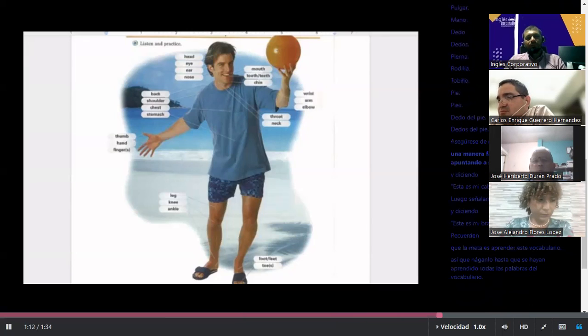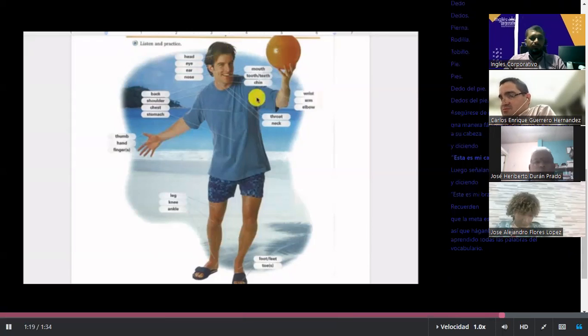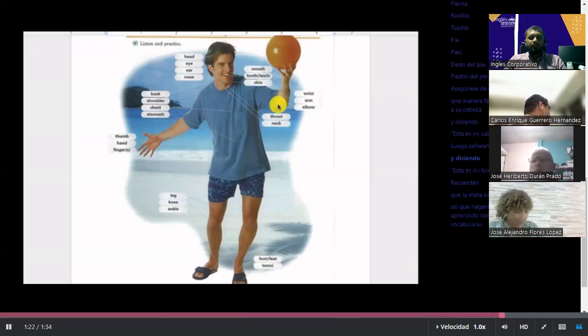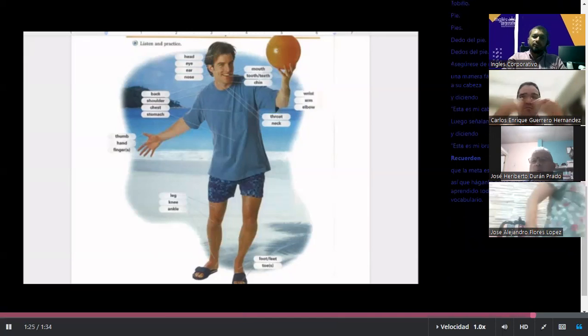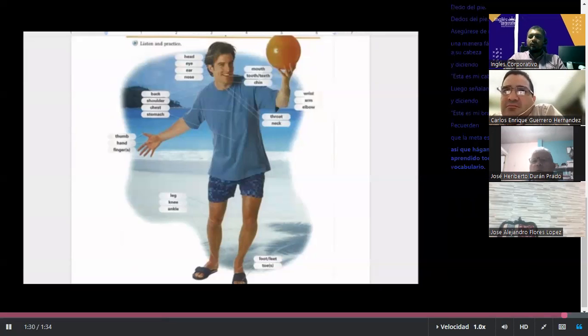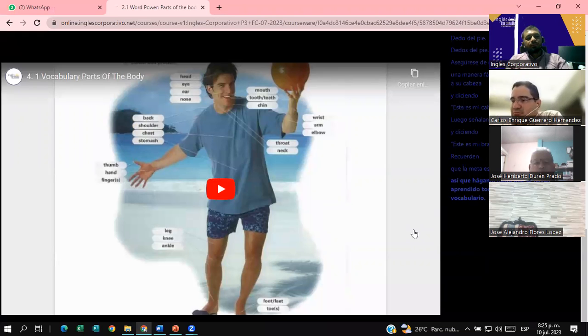Make sure that you memorize this vocabulary. An easy way to do this is by pointing to your head and expressing, "This is my head." Then pointing to your arm and saying, "This is my arm." Remember, the goal is to learn this vocabulary, so do this until you have learned all the vocabulary words. Thank you. Now, let's continue.